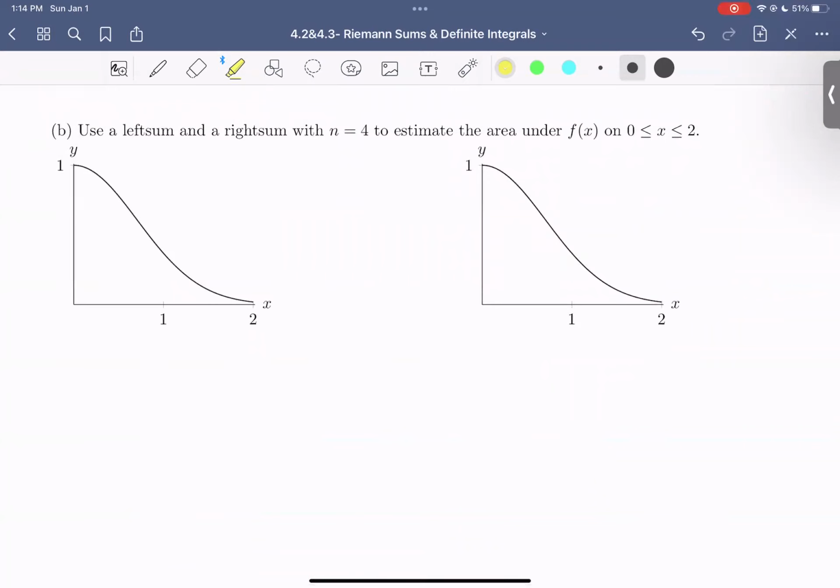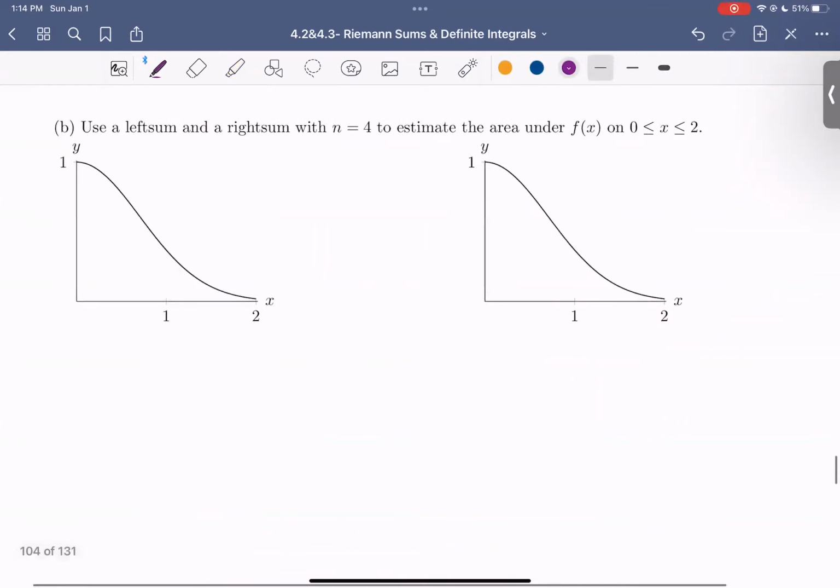This is going to be very similar to part A of this example, but now rather than just using 2 rectangles, we're using 4 rectangles to compute our estimate. When you're ready, let's continue together. So let's start with the left-hand sum again. For the left-hand sum, we're going to be using 4 rectangles.